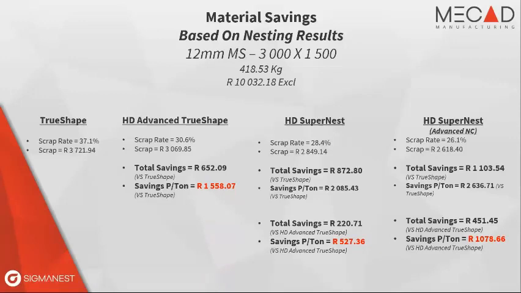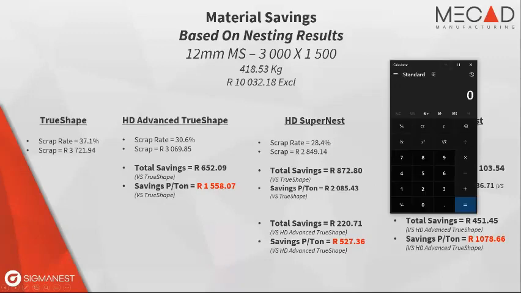For small customers cutting an average of 100 tons a month, by upgrading your SigmaNEST package to SigmaNEST Techno or PowerPack, where you have the HD Advanced Nesting Engine included, let's do the calculation. Savings is 1558 times 100. Fairly basic math. That's an impressive 155,000 Rand savings per month. Maybe that sounds impossible. Times a year, it's quite impressive.